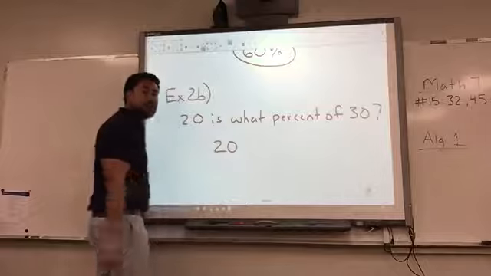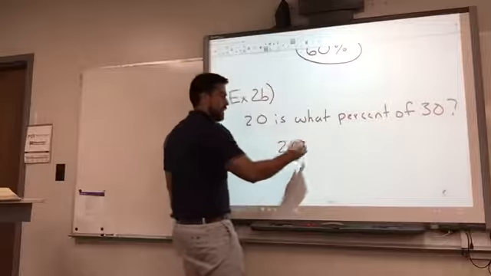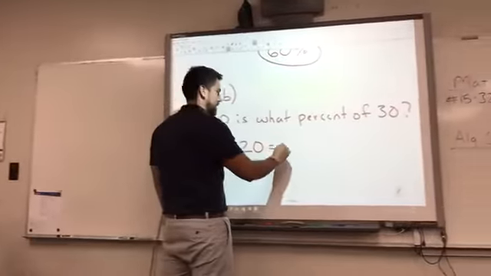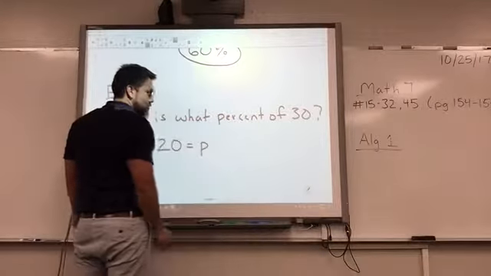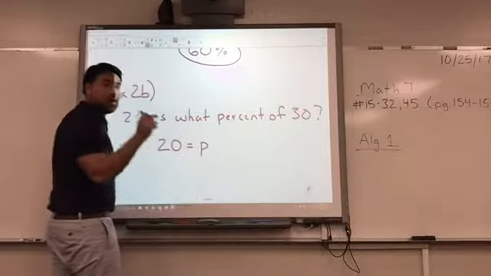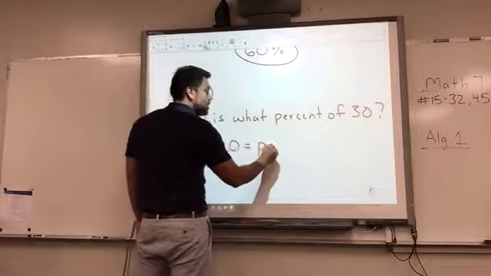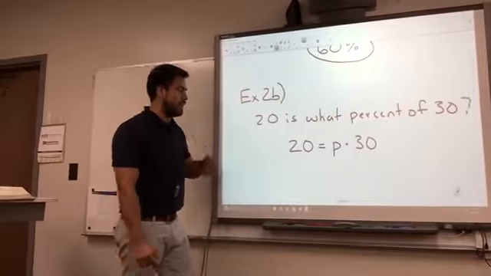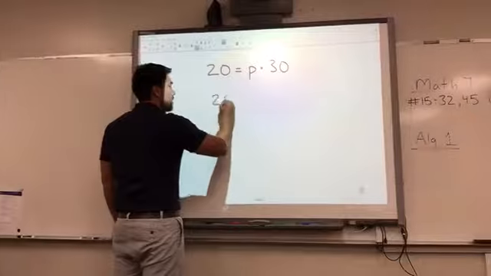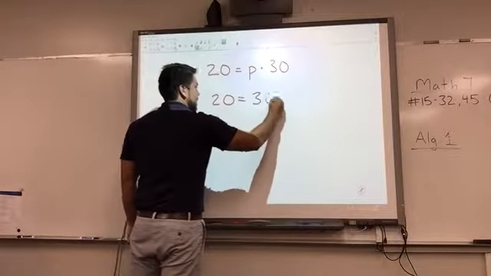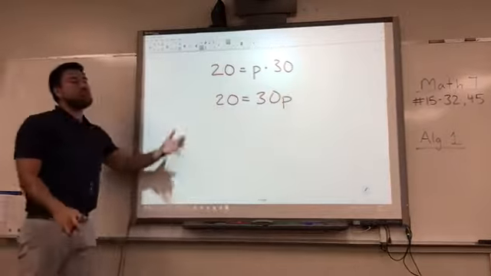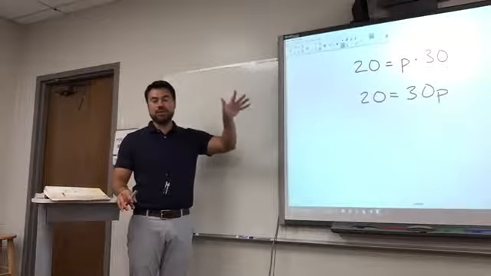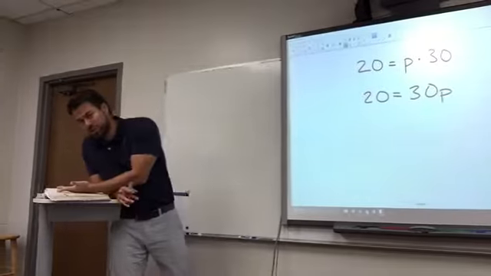20, what does the word is stand for? Equals. What percent? You can use the letter P. And then of stands for? Of always stands for what? Multiplication. Yeah, multiplication. And if you don't remember that, hopefully you have your notes. All right, of 30. So 20 equals 30p. You could divide both sides by 30. You'll get 2/3 equals p, but that's not your answer. Let's go to the proportion way.